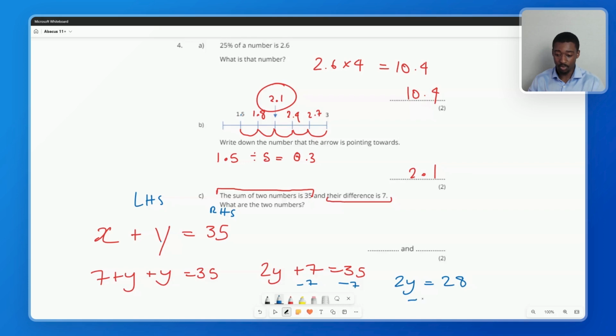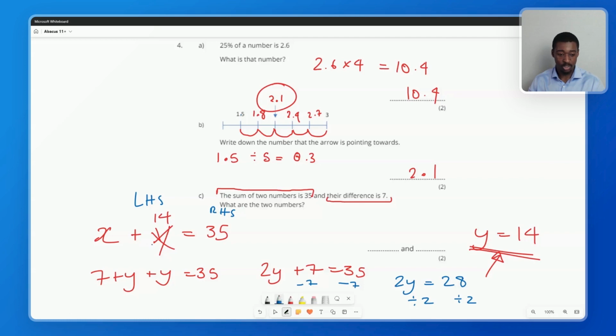Then we can divide both sides by 2. And this should leave us with 2Y divided by 2, which is simply Y. And then 28 divided by 2, which is 14. So Y is 14. Awesome. So Y equals 14. But now we can work out what X is, because X plus Y equals 35. And if Y is 14, that means X plus 14 is 35.